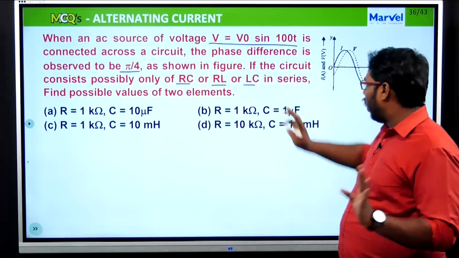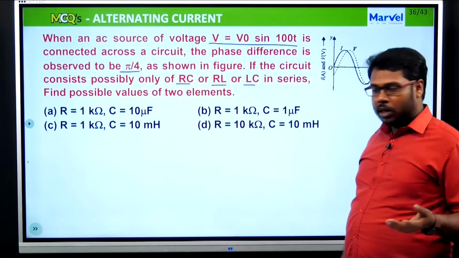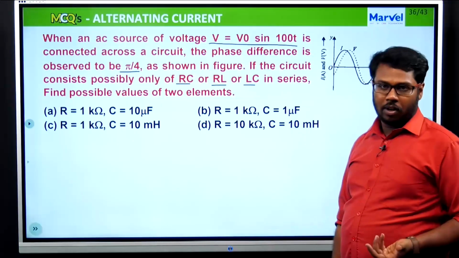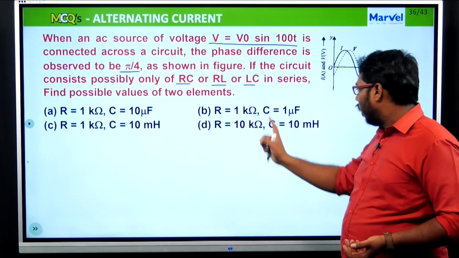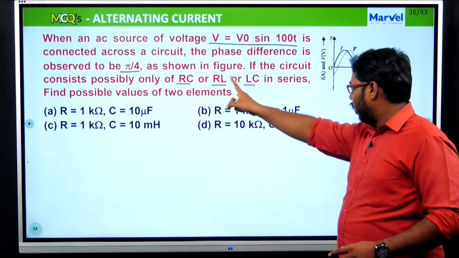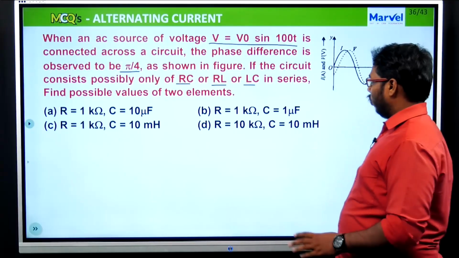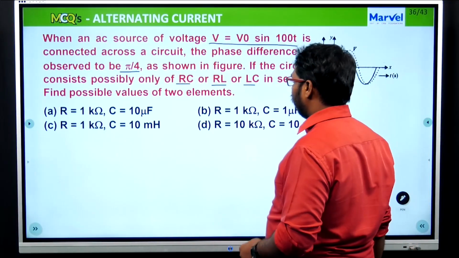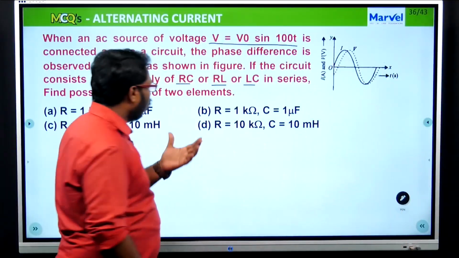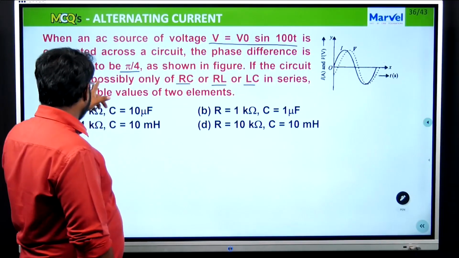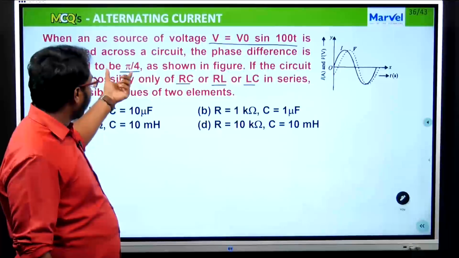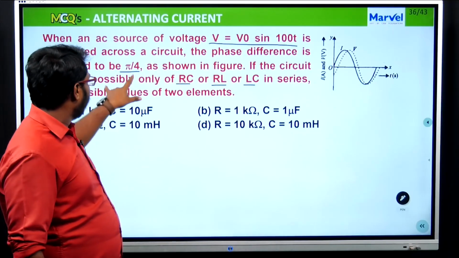RC, RL or LC, it could be any, but in the option it is very clear that only the value of R and C is given. So it is very much understood that it is an RC circuit. You don't have to consider the other two. So what you are supposed to find here is the possible value of R and C. The clue to deal with this problem is this phase value. This phase difference is what is going to help us deal with the entire problem.